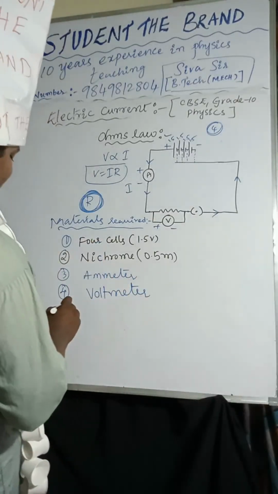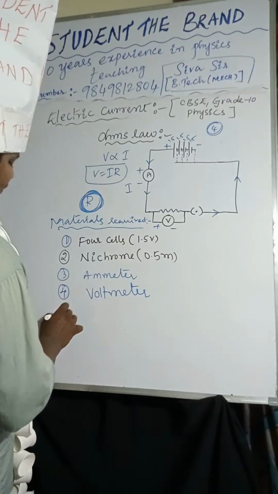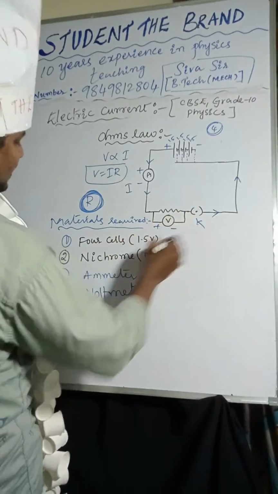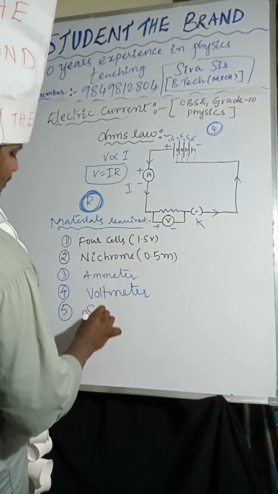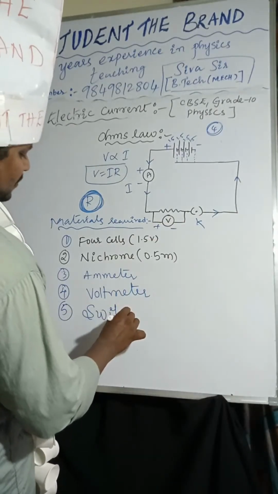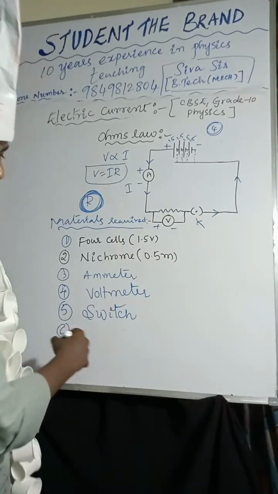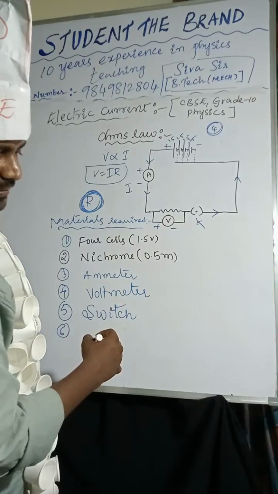Ammeter, voltmeter. So the fifth one you are considering: next is the key. This is a key, a switch, an open switch. Now the sixth one we'll talk about.